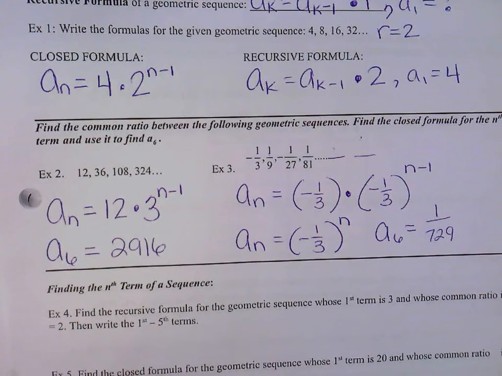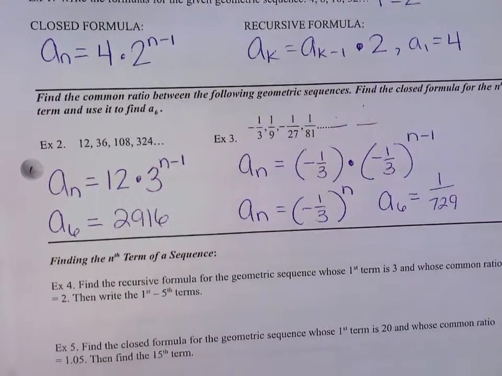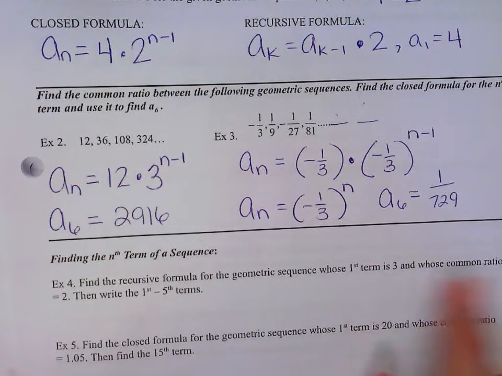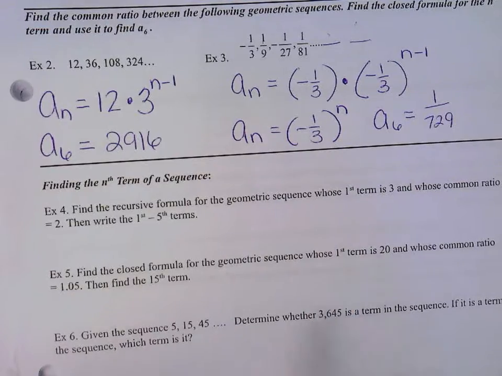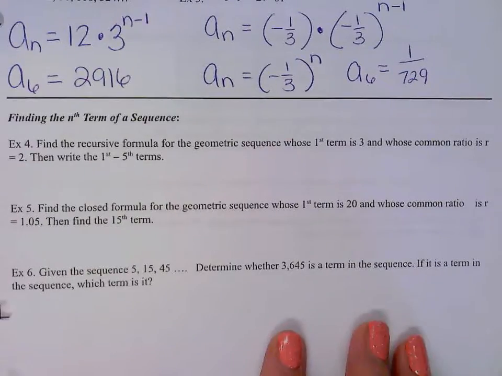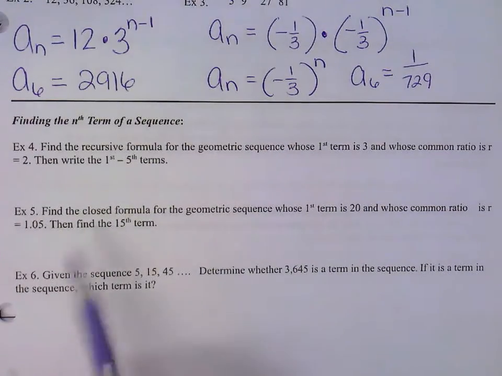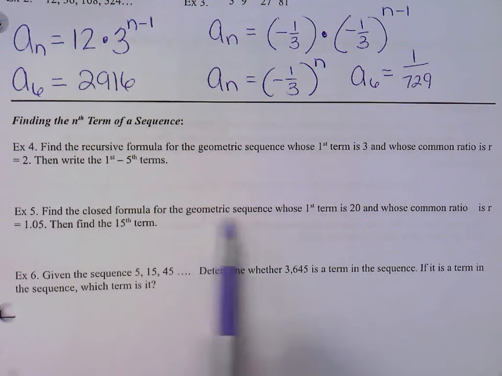I think there's one down here that I wanted to show you. They give you the first term, the common ratio. Number 4 is pretty easy. Find the closed formula. All right, number 5. I want to skip to number 5. You can try number 4 in a second. Find the closed formula for a geometric sequence.